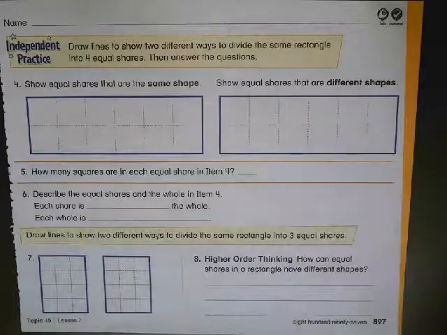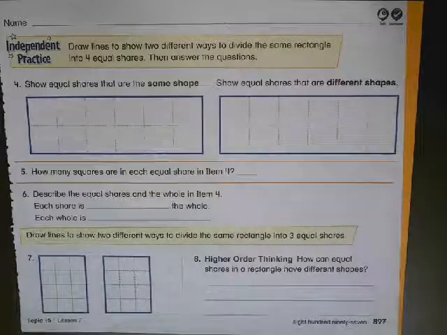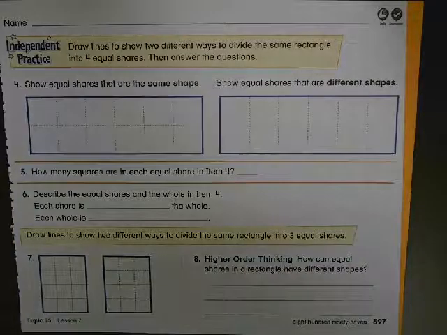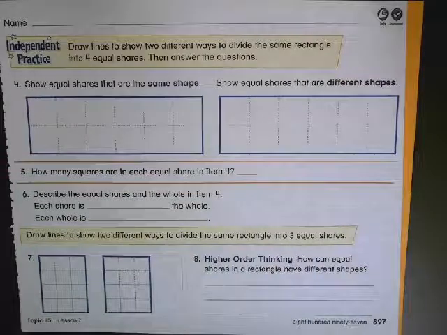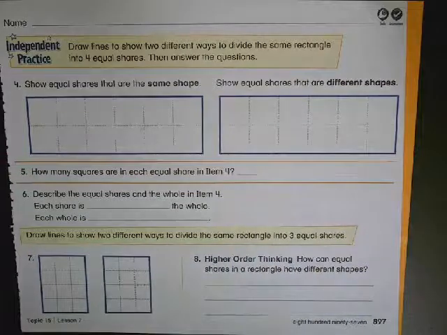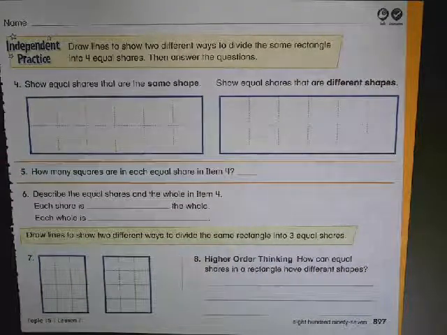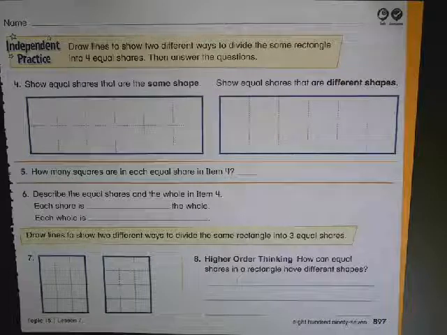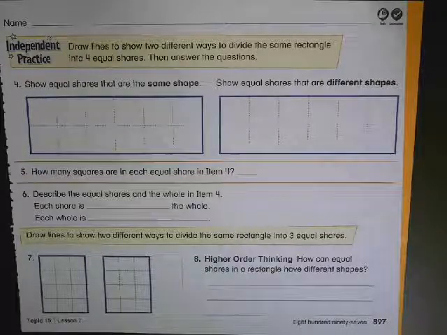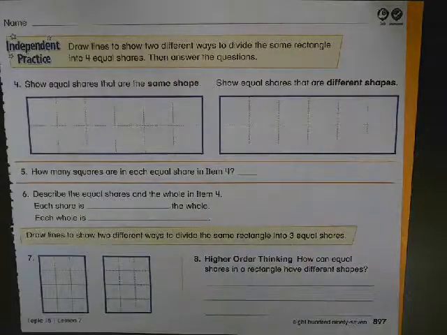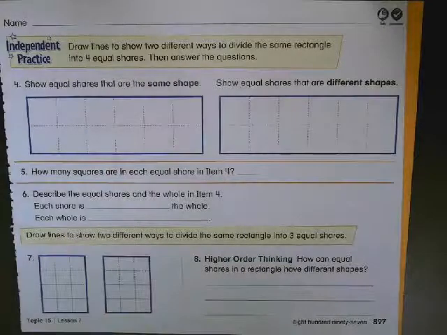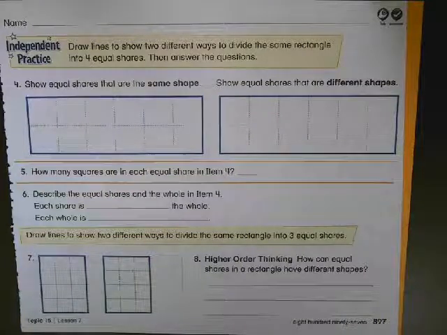The focus is on equal shares, different shapes. Yesterday, in the last lesson, 15-6, we talked about dividing into equal parts. I think we did squares, rectangles, and circles. We did halves, thirds, and fourths. This lesson is focused on dividing different shapes into equal parts, equal shares.